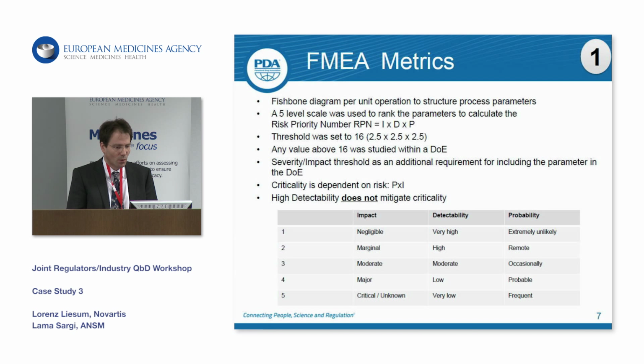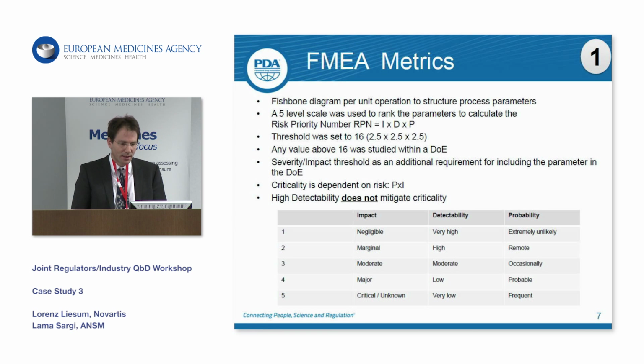For the FMEA, for the risk assessment, we used the following quite common metrics to better structure the process parameters. All the different process parameters were depicted on fishbone diagrams. We used a 5-level scale in order to assess the risk priority number, ranging from 1 to a maximum of 125. As a threshold, we agreed to set this at 16, which is the average of all the factors being at 2.5. That means that process parameters with values above 16 were considered to be carried over into the next phase and had to be investigated by means of DOE.